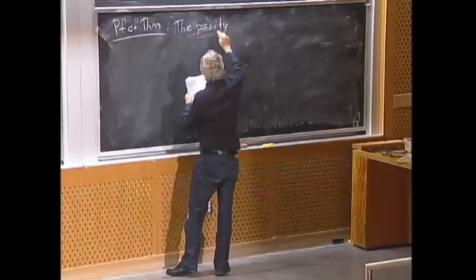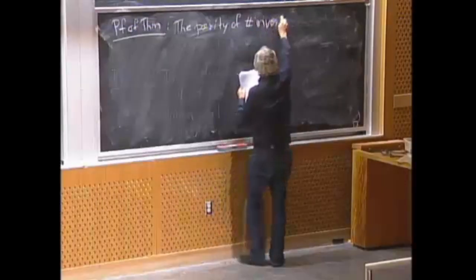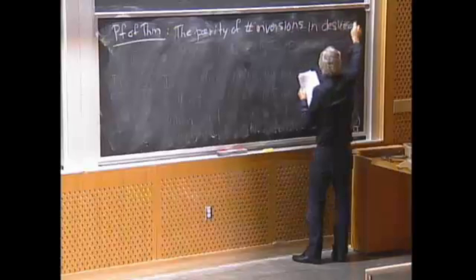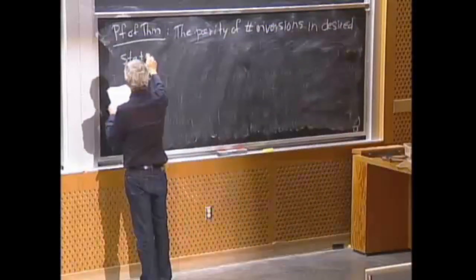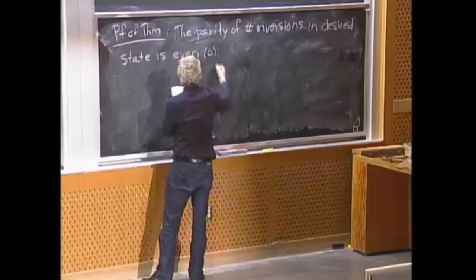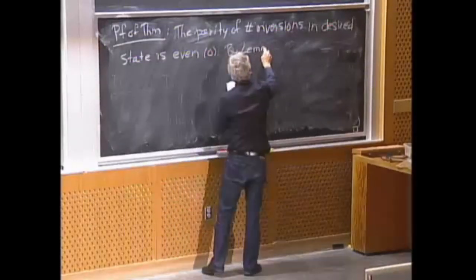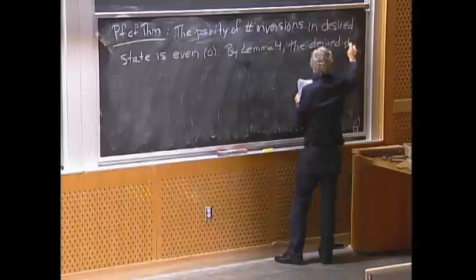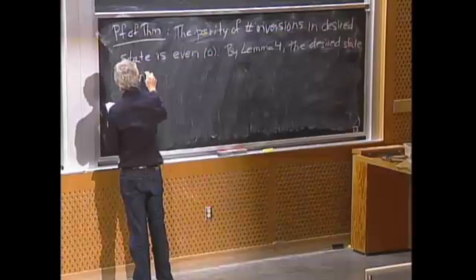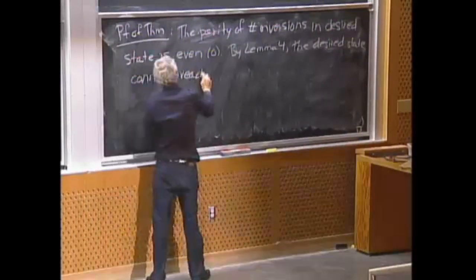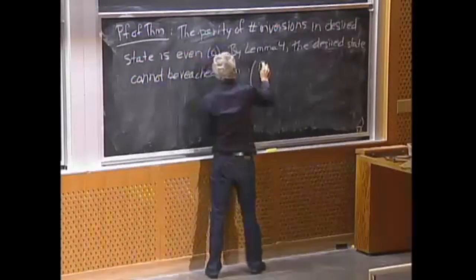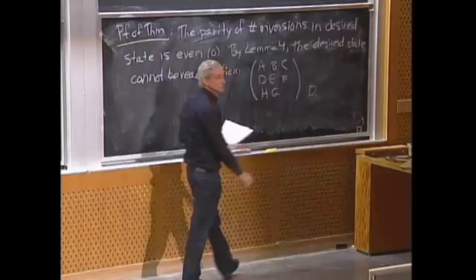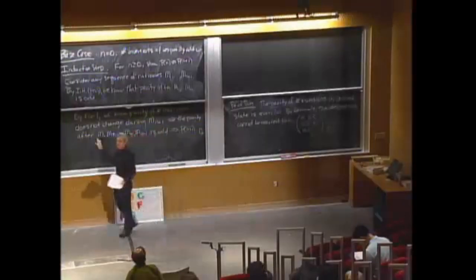The parity of the number of inversions in the desired state, i.e. in order, the target state, is even. Nothing's out of order. There's 0 inversions. By lemma 4, the desired state cannot be reached from the start state because its parity is odd, using legal moves. So we're done. So the proof of the theorem by now is short, because we did 4 lemmas, a corollary, and lots of argument.